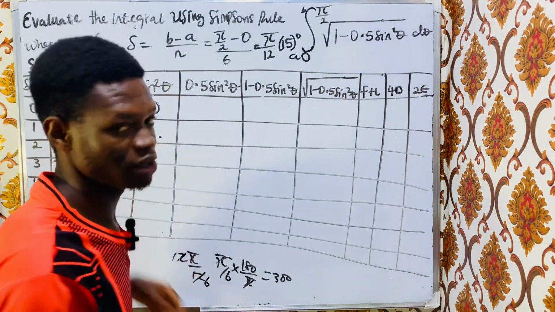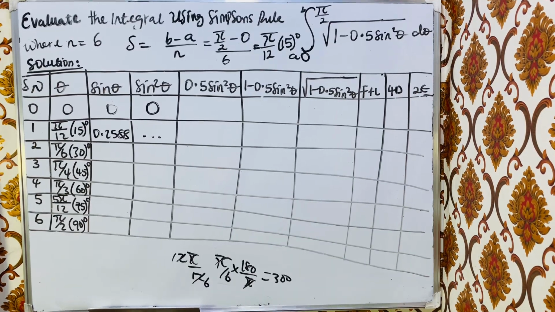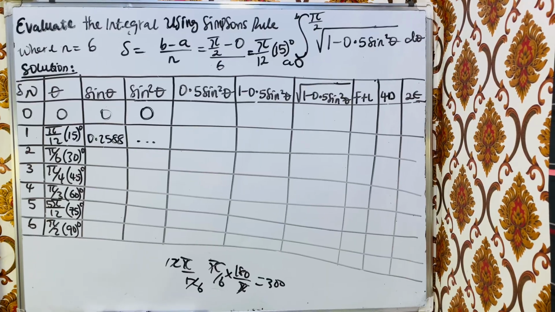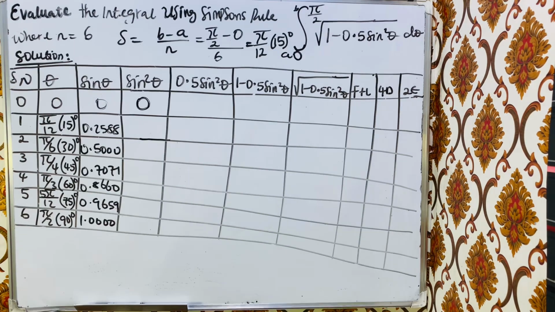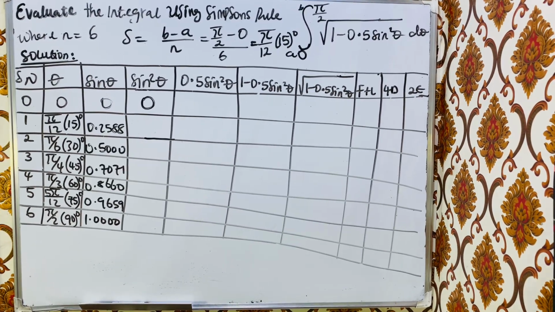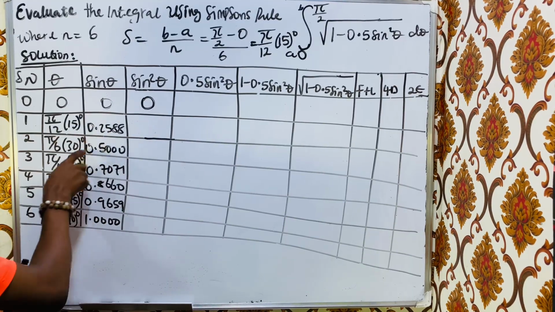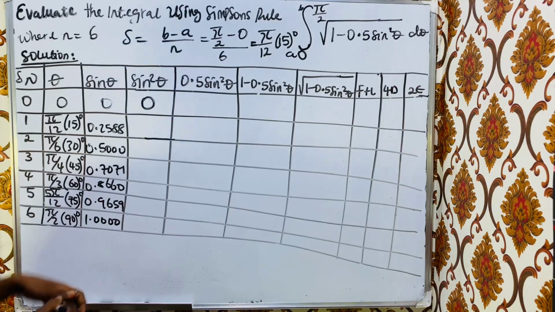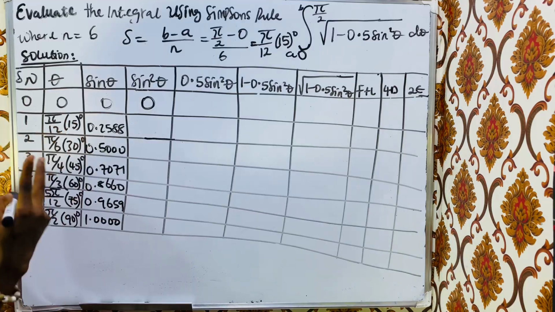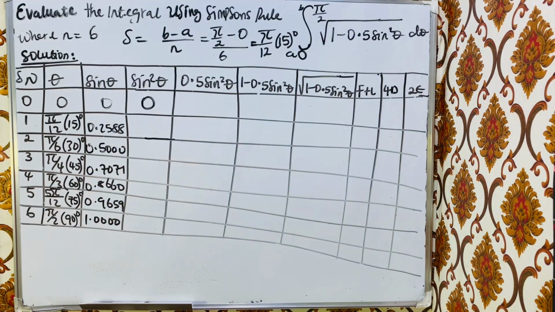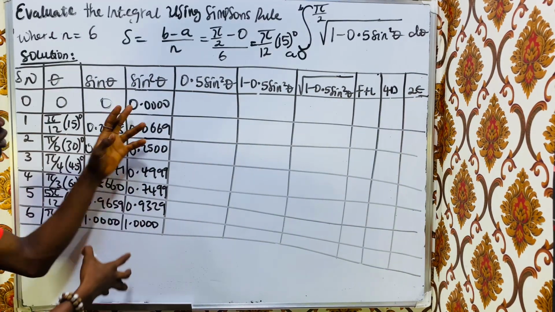So let's complete the table immediately. As you can see, this is how we got all these values: sine 15 will give you this, sine 30 will give you this, and so on. Now to get the value for this one, it will be 0.2588 squared, to 2 places. So these are the values we have here, and if you square it to 2 places, these are the values.